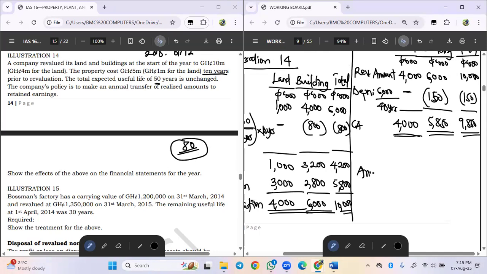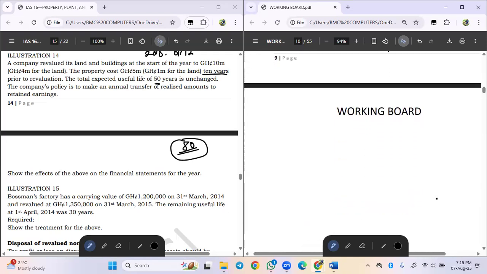So annual depreciation on the revalued amount is 150. Then annual depreciation on historical cost is 80. You find a difference: 70. Sorry, 70, not 700. There's a shortcut. Okay, there's a shortcut.